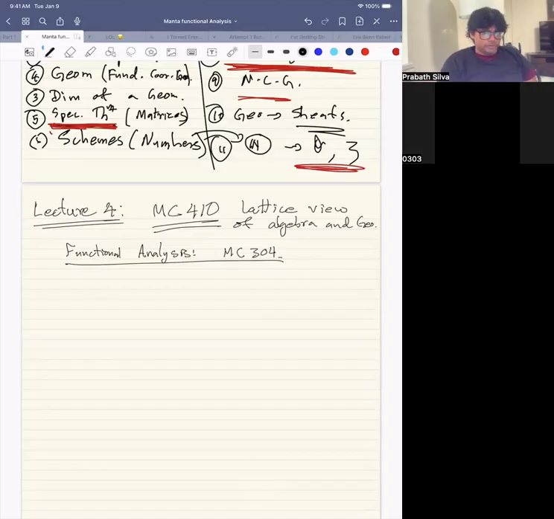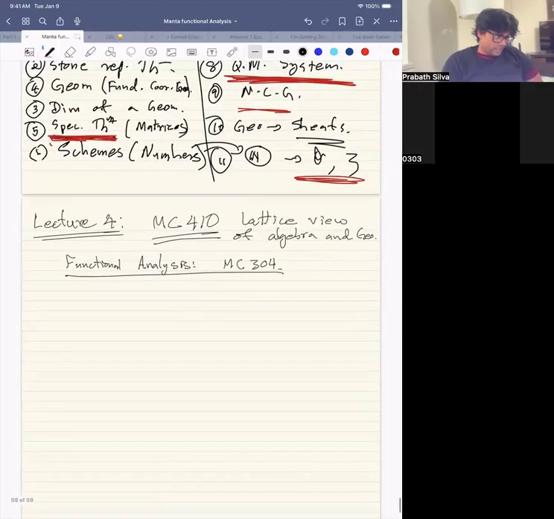You can of course use it. It's better if you know MC304, but it's okay to follow these things in parallel, because I'll be spending more time on the lattice material at first, so you can catch up by learning the functional analysis stuff on the side.